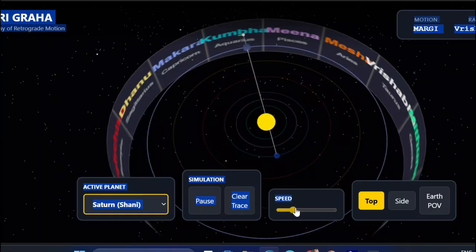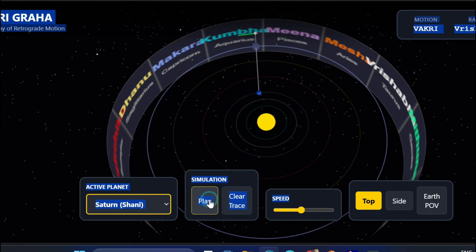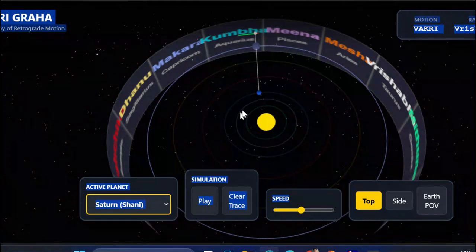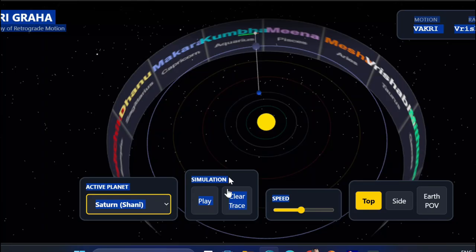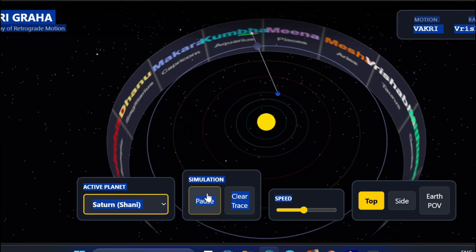I'll increase the speed because already Saturn is a very slow planet. Just watch it carefully. See, Earth is moving fast. Saturn moves very slow. Okay, so as Earth is moving from here, now as it crosses it, it feels like Saturn is moving back. See, from Earth it is feeling like Saturn is moving back. Now it feels like Saturn is moving forward. Again, this thing repeats.